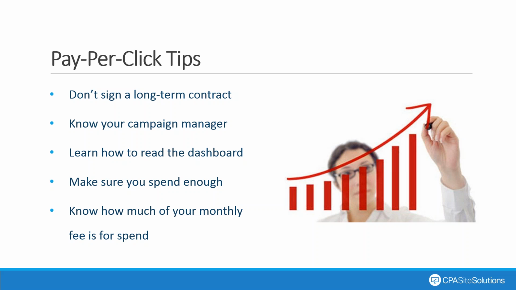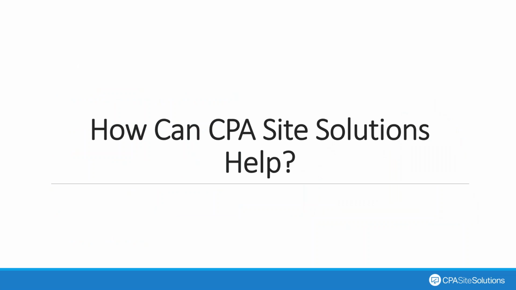There are other companies that charge a percentage of your spend, and if you do that, you can generate management fees that are 25 to 40% of whatever number of clicks that you want. And so you always have to know how much of your monthly fee is for spend. So that's really an overall look at pay-per-click and some of the benefits, as well as, I hope, a good overview of how it works.